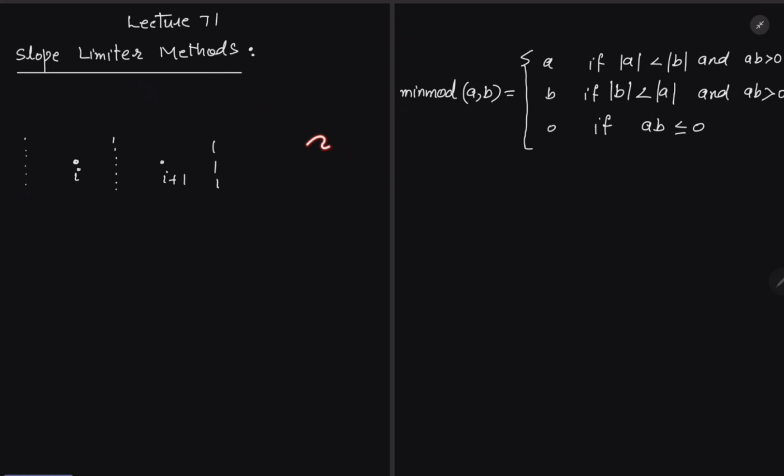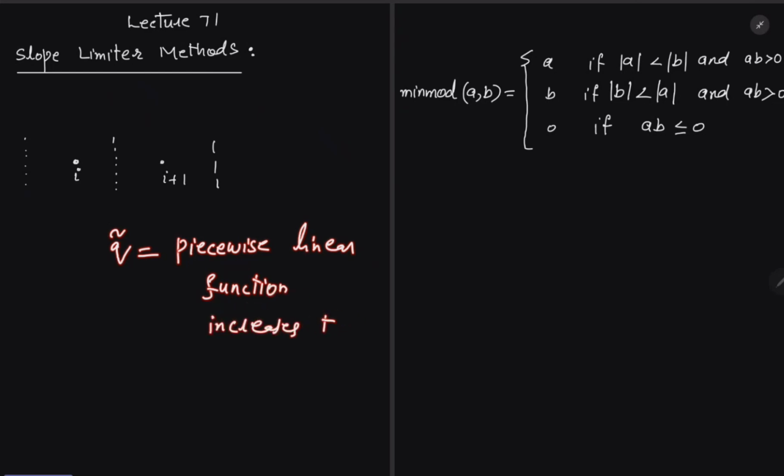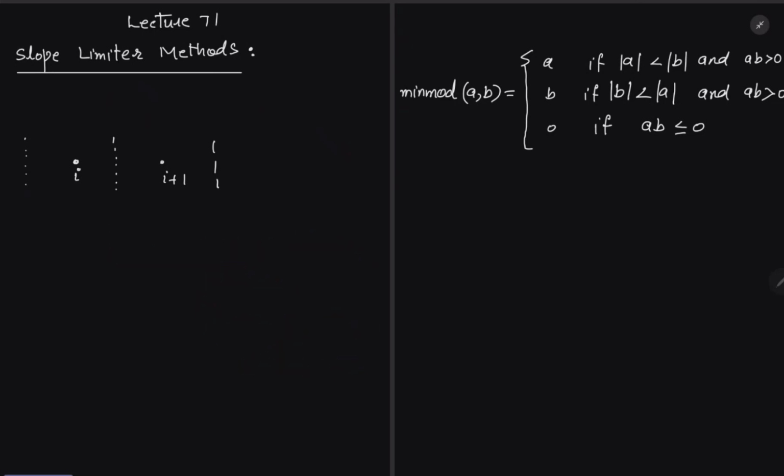But when we use a linear approximation, for example, when we replace Q tilde with a piecewise linear function, which actually increases the order, but at discontinuities there are oscillations.